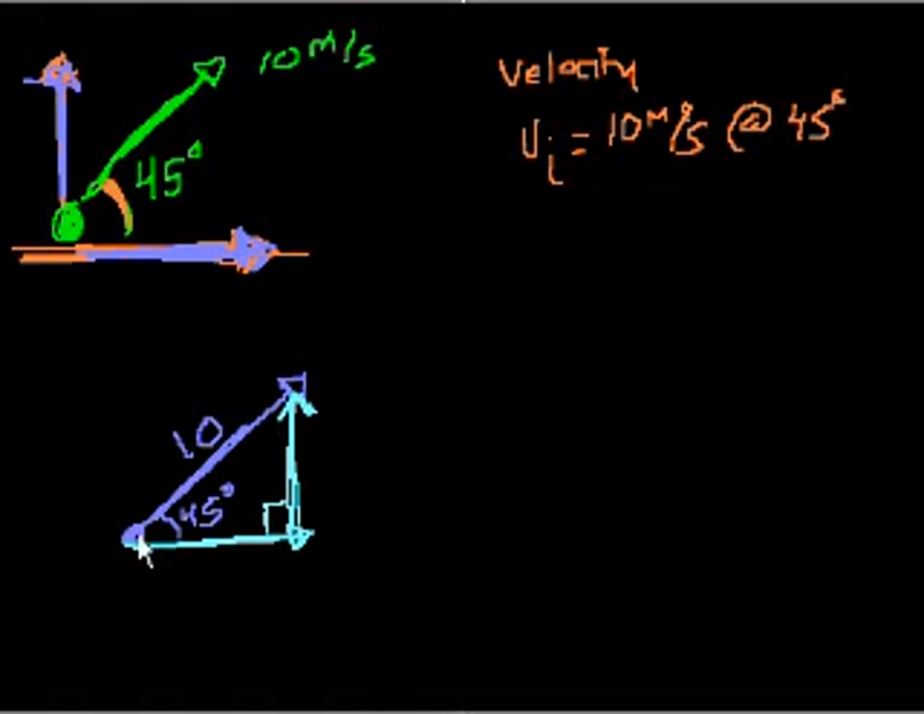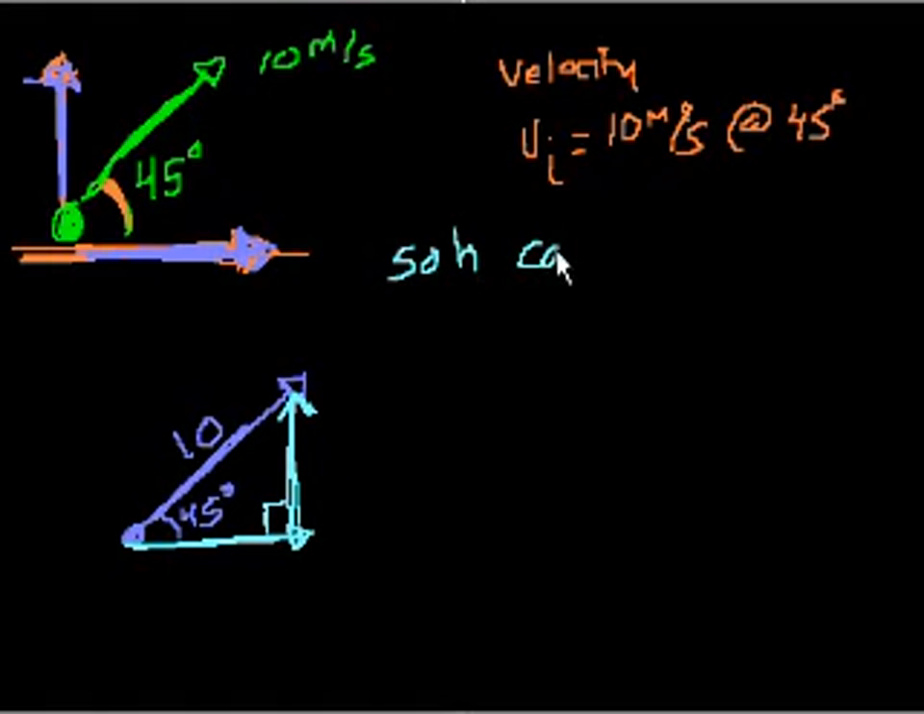So we're going 10 meters per second at 45 degrees. Well, what speed am I going straight up then? What is the straight up component of this 10 meters per second? Well, how do we figure out this side if this was just a regular triangle? If this is the hypotenuse, this is opposite, and this is adjacent, right? So let me break out some trigonometry.